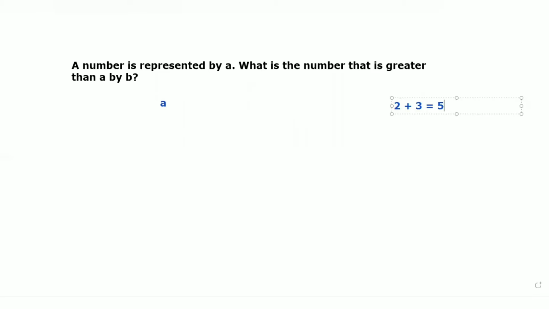Right? So we get 5 as the answer. The number we thought of was 2, and the next number is 3 more than that. So to the first number we have to add that 3 to get the third number. Similarly here, the first number is A and the third number is B greater than A, so we need to add B to A. So your algebraic expression should be A plus B, and this is the third number.